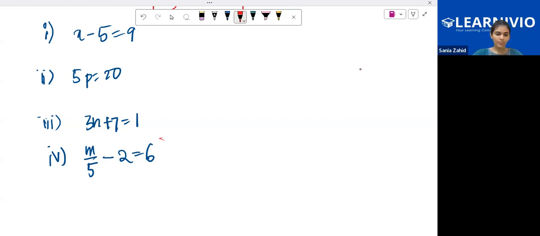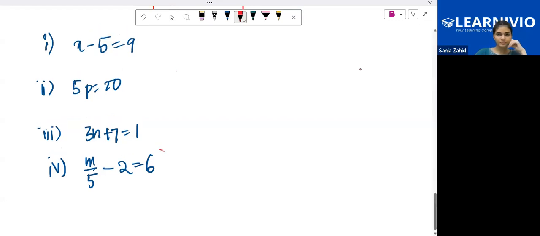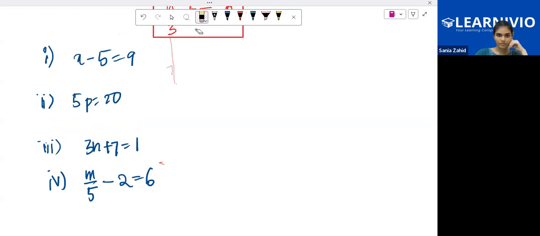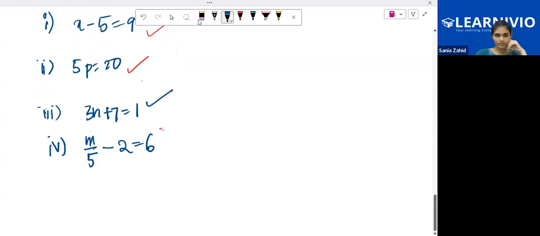So what are your answers? The first one is 5 subtracted from a number gives you 9. Okay, good. The second one, 5p is equal to 20: 5 times p gives you 20. Then 3n plus 7 is equal to 1: 3 times a number added to 7 gives 1.